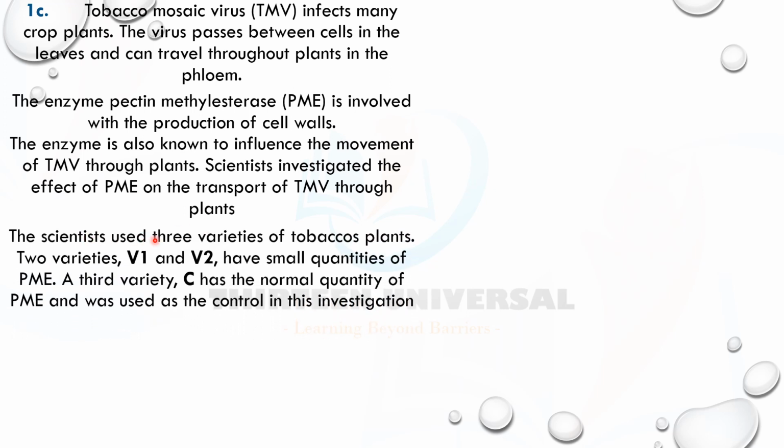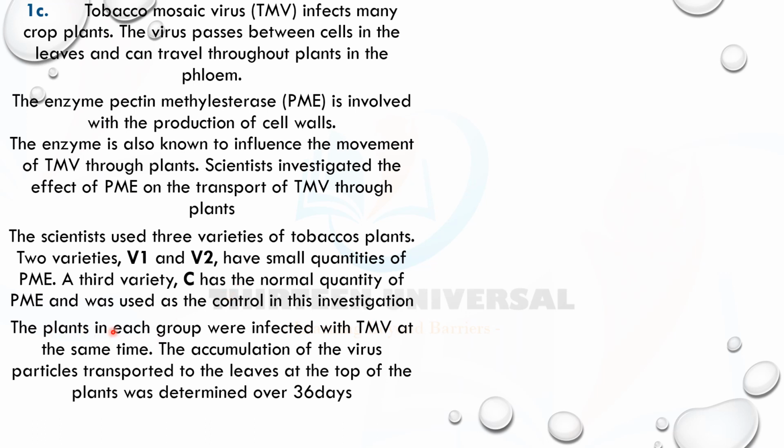So the scientists used 3 varieties of tobacco plants. 2 varieties, V1 and V2, have small quantities of PME, that enzyme here. The third variety, C, has the normal quantity of PME and was used as control in this investigation. So they want to find out whether the normal quantity is what is causing the movement, just to compare. A control is used to compare with the other experimental setups.